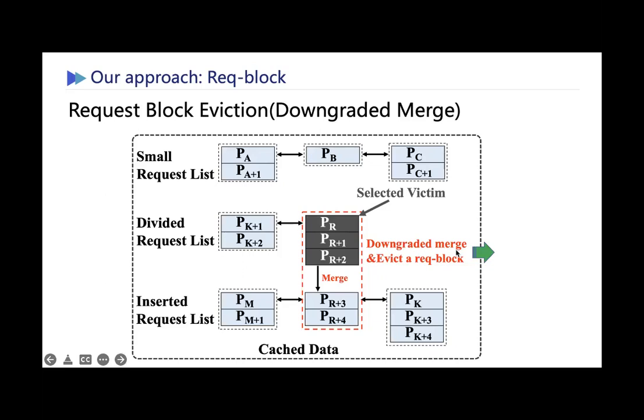Furthermore, IQ block supports downgraded merging of cached blocks and evicts them in batch. The figure demonstrates the workflow. As seen, the tail node of DRL is selected to be evicted as it has the least value of access frequency. Then we merge it with its original request block in the lower level list of IRL by referring to spatial locality and evict them together in batch.